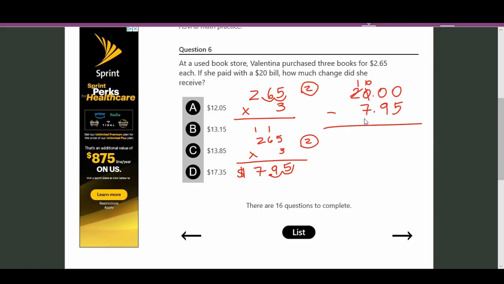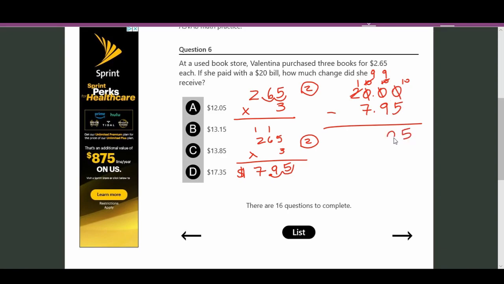So now I can do 10 minus 7, but that said I can't do 0 minus 9, there's 0 minus 5 yet. So I'm going to borrow one more time. This is going to become 9. This is going to become 10. Now I can do 10 minus 9, but I can't do 0 minus 5 yet. I have to borrow one more time, and this is going to become 9, and that's going to become 10. Now I can do everything. 10 minus 5 is 5.